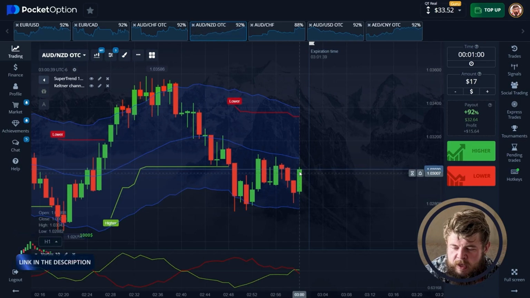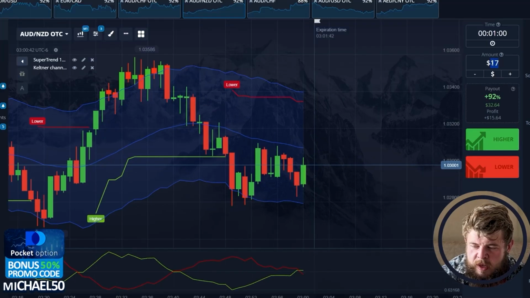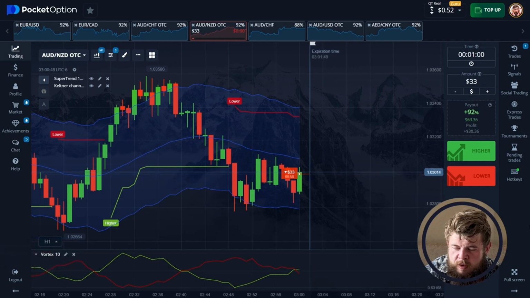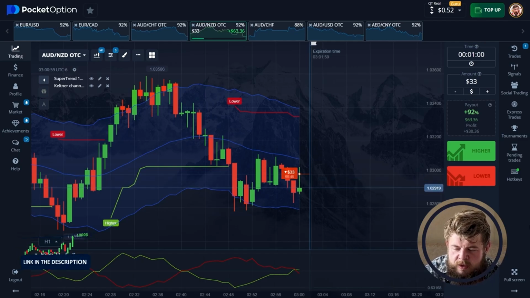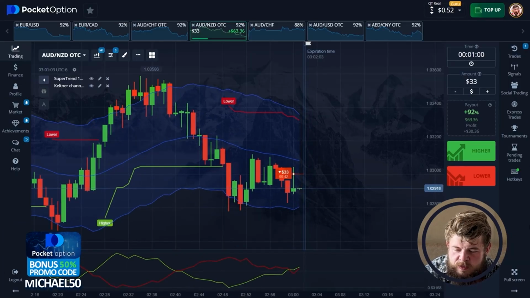AUD/NZD currency pair. According to the current moment, price is receiving the pullback reaction from the support line zone, from the bottom line. However, we failed to break through the middle line of the scalping channel, and now we are going to receive the pullback reaction from the middle line. So that's why I have opened sell position here from a very good entry point on the top of the candle shadow.